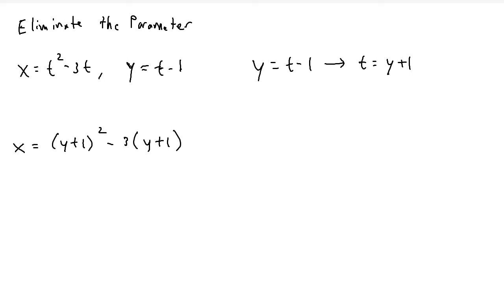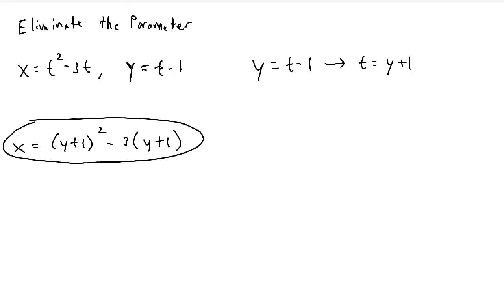It doesn't matter whether you have it as y equals or x equals. You just need to be able to eliminate t, and that's all that matters. So this is one correct way to eliminate the parameter.